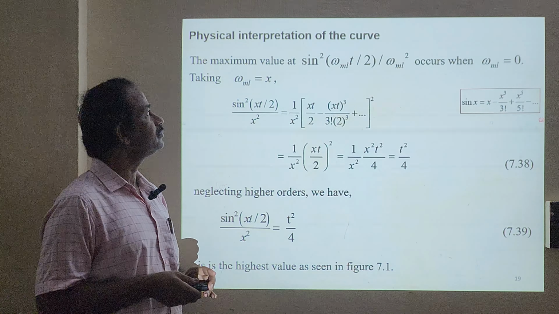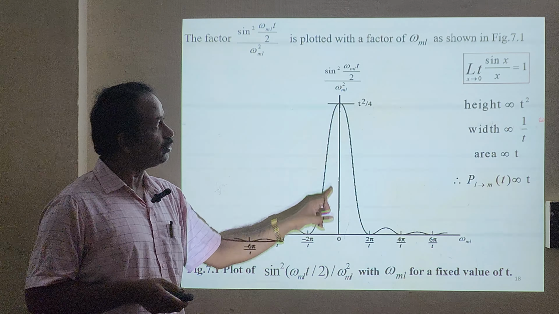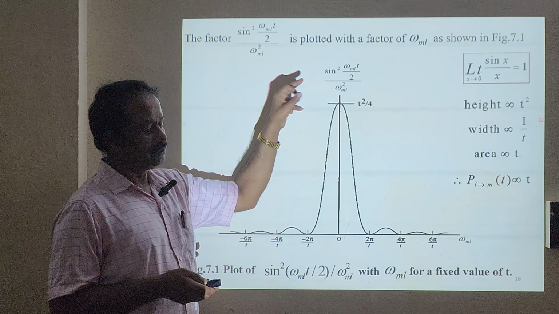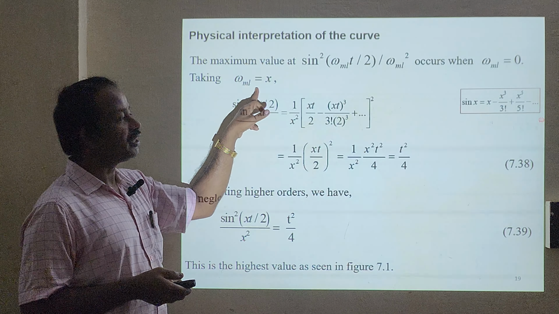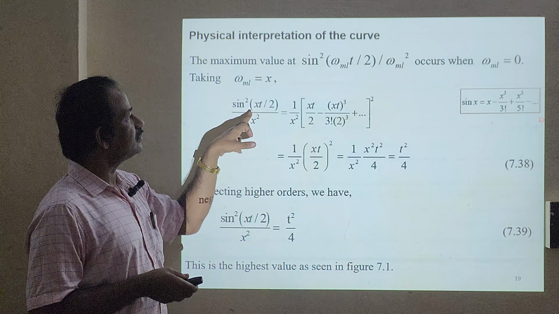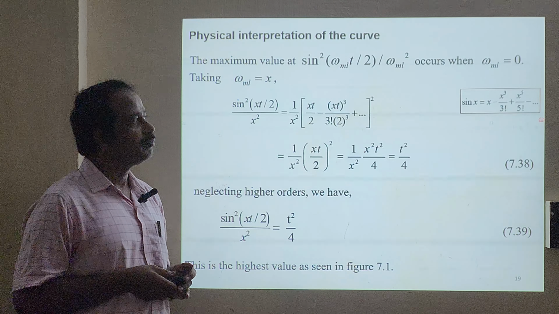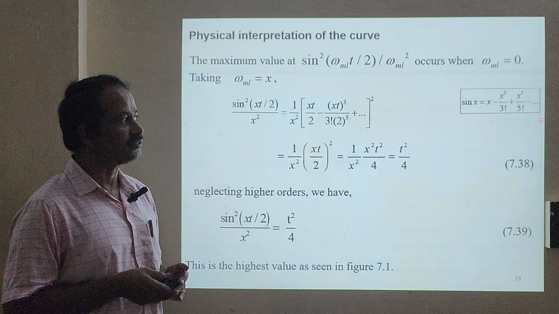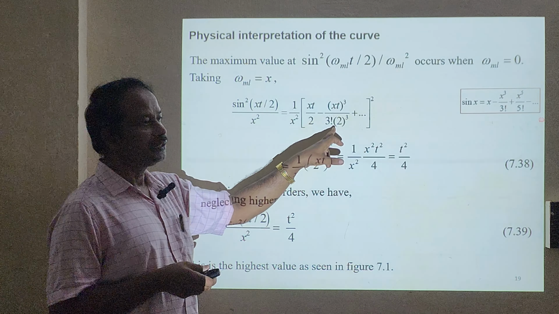So when omega ml tends to 0, we are going to substitute omega ml equals x in this expression, and the expression becomes exactly like this, and we have 1 by x squared. We just expand sin x in terms of a series: sin x equals x minus x cube by 3 factorial plus x to the power 5 by 5 factorial. Just substitute here.